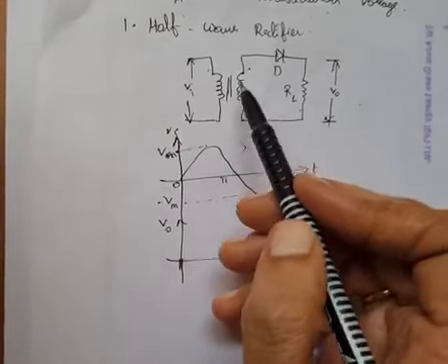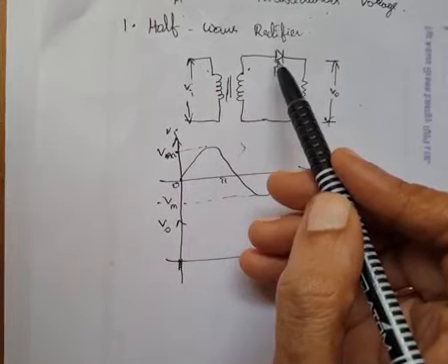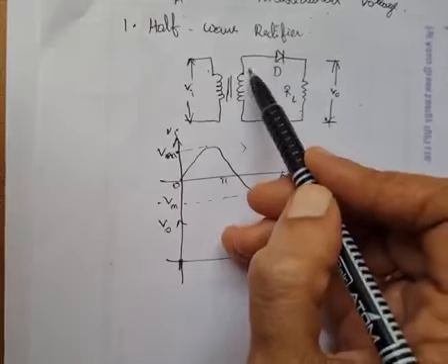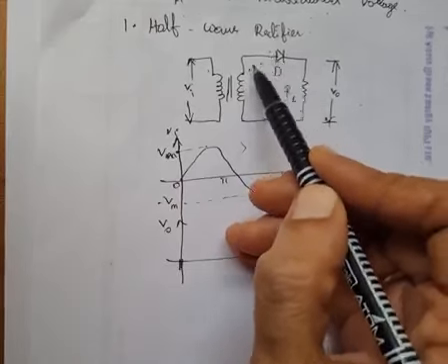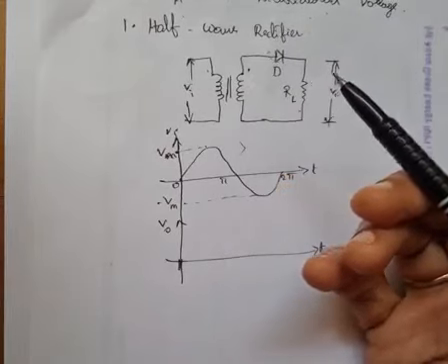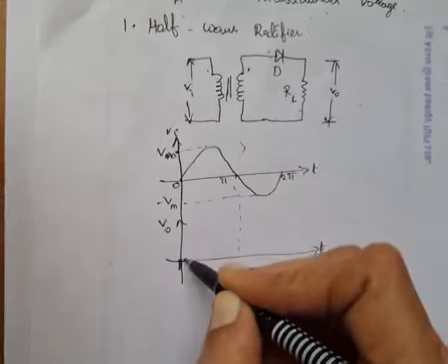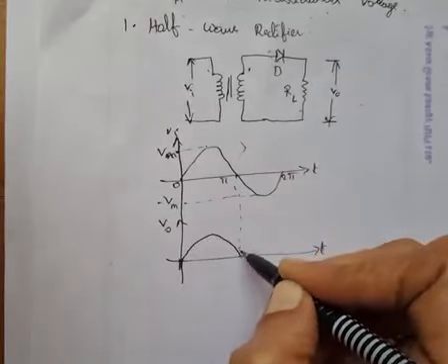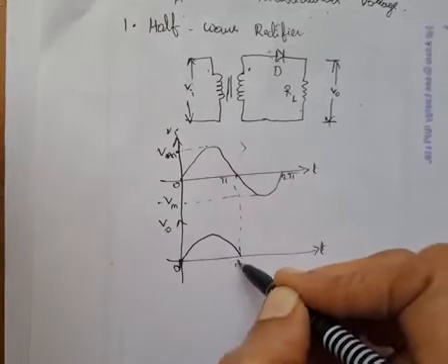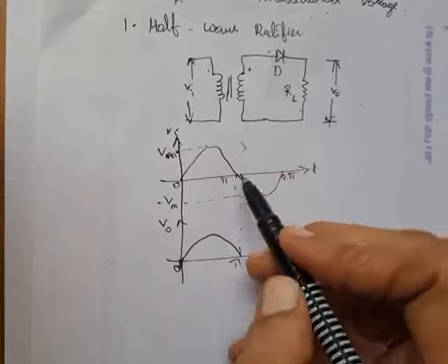So now during the positive half cycle, diode D conducts, because the input signal is positive, so the anode will conduct. So diode D conducts. That means here the voltage drop is 0 up to pi. Half wave rectifier will conduct, so half of the signal will appear up to pi.